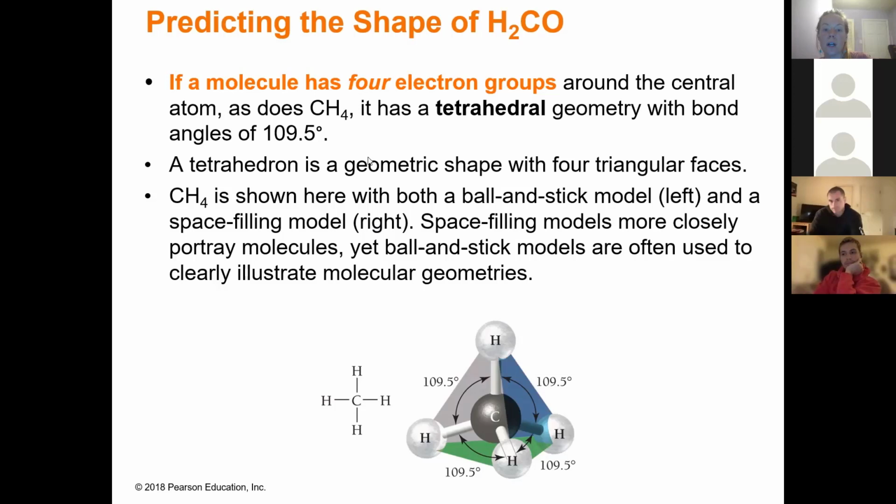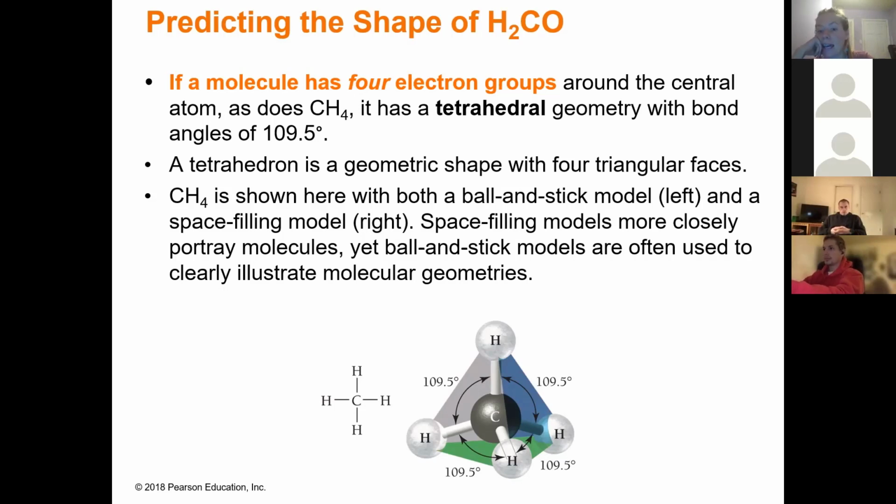So four electron groups will give us a tetrahedral shape. So you want to know these. There is a graph that sort of has all this summarized, but two electron groups is linear, three electron groups is trigonal planar, four electron groups is tetrahedral.